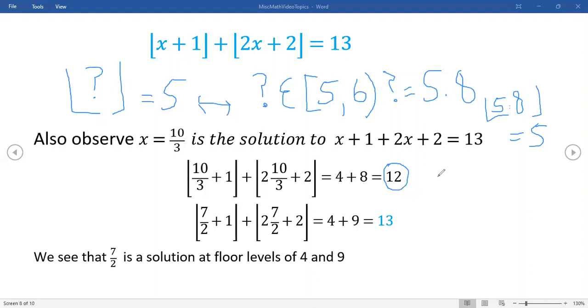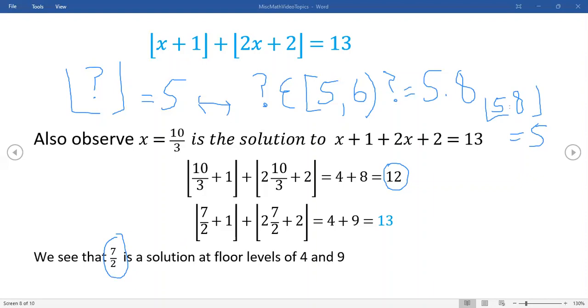Now, that leads us to think of a number bigger than 10/3. Well, I chose 7/2, because the arithmetic works out very nicely. And you'll notice that the floor of 7/2 plus 1 plus the floor of 2 times 7/2 plus 2 gives you 4 plus 9, which is 13, which means that 7/2 is a solution. And anything less than 7/2 would have had a floor of 12, right? So 7/2 is going to be the smallest solution.